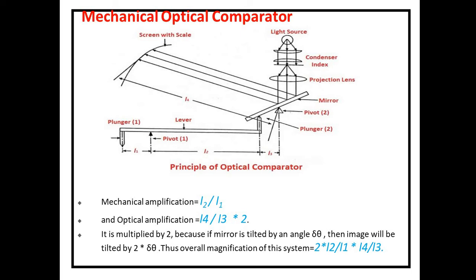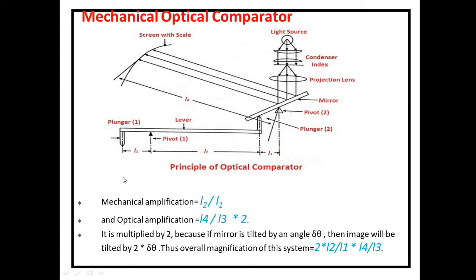Sometimes this question can be asked: write a short note on a mechanical optical comparator. Thereby you can draw this sketch. Here it is the combination of a mechanical comparator and an optical comparator, as you can see. Here the magnification is achieved in 2 stages. One is entirely mechanical magnification and the other is optical magnification.